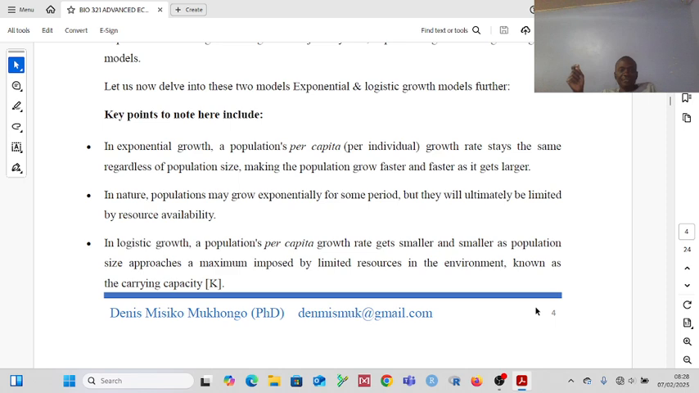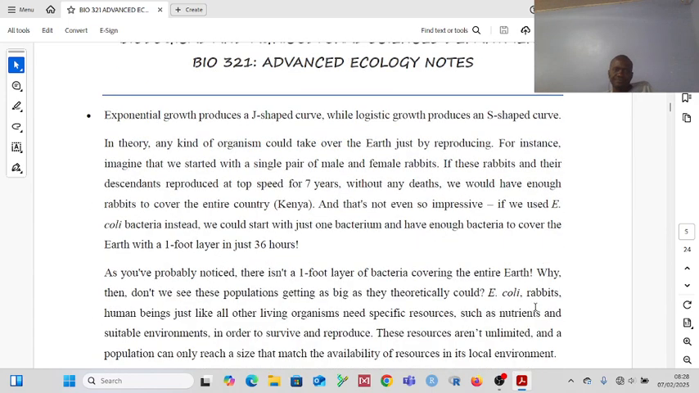So in logistic growth, as the number approaches the carrying capacity, the rate of increase drops. But in exponential growth, the assumption is there is no limitation, so it will grow forever. So exponential growth will result in a J-shaped curve, while logistic growth will produce an S-shaped curve.